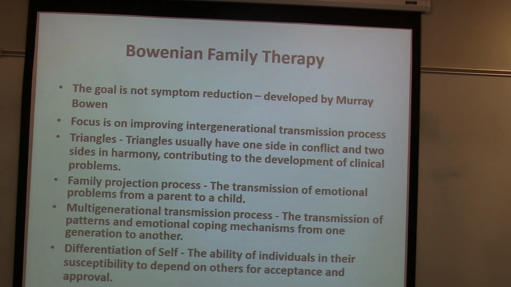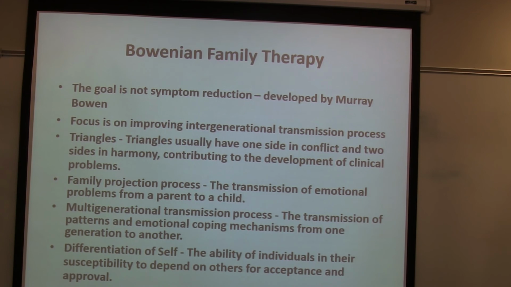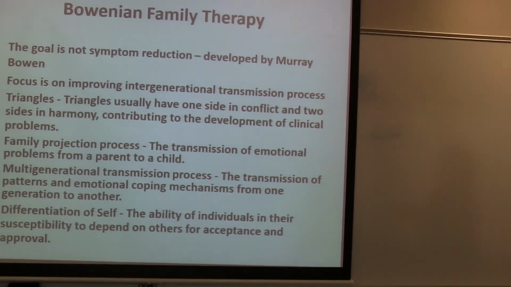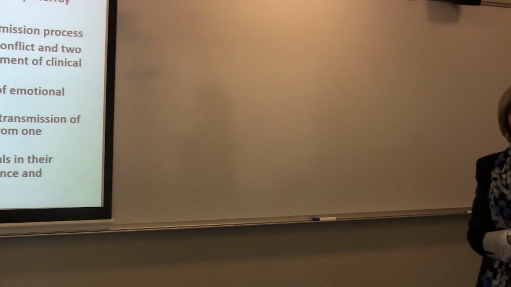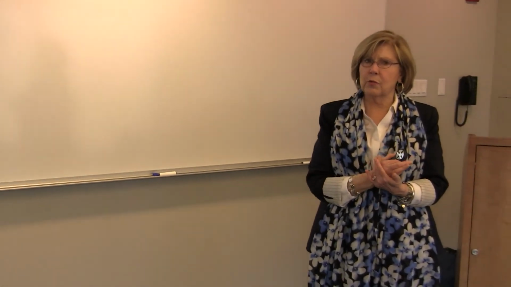Murray Bowen talks a lot about triangles, and in triangles there are usually 2 people who are in harmony or agreement, and 1 person is in conflict. So very often in a family, let's say 2 parents and a child, it's the child that the parents are agreeing about. If the child would only do better, if his grades were better. Very often what's happening is there's actually an issue between the 2 members in harmony, and the child becomes what we call the identified person. So he talks about triangles.